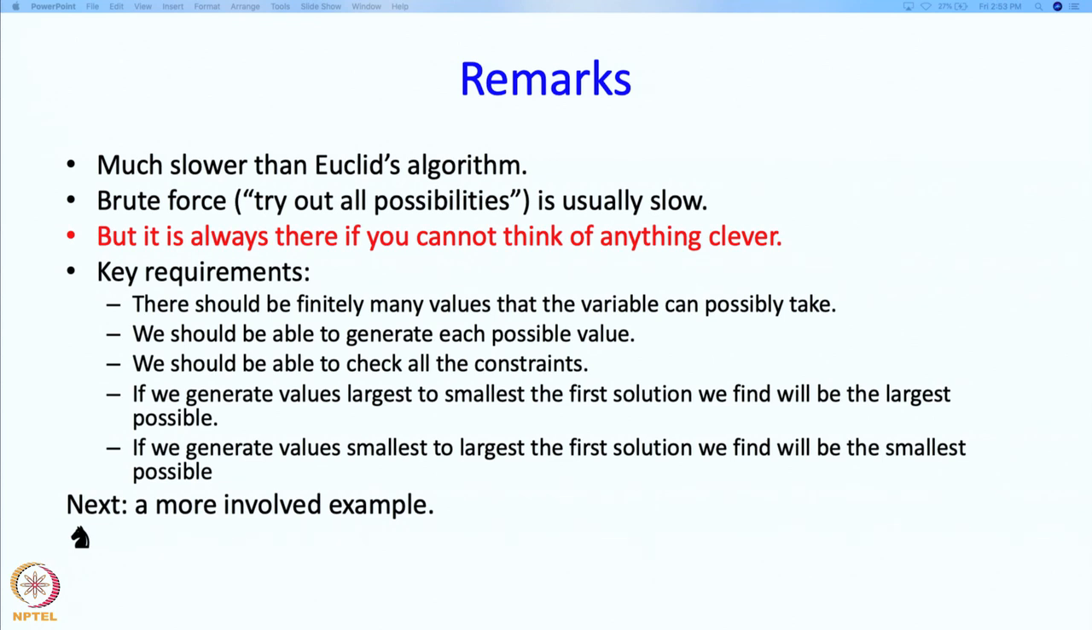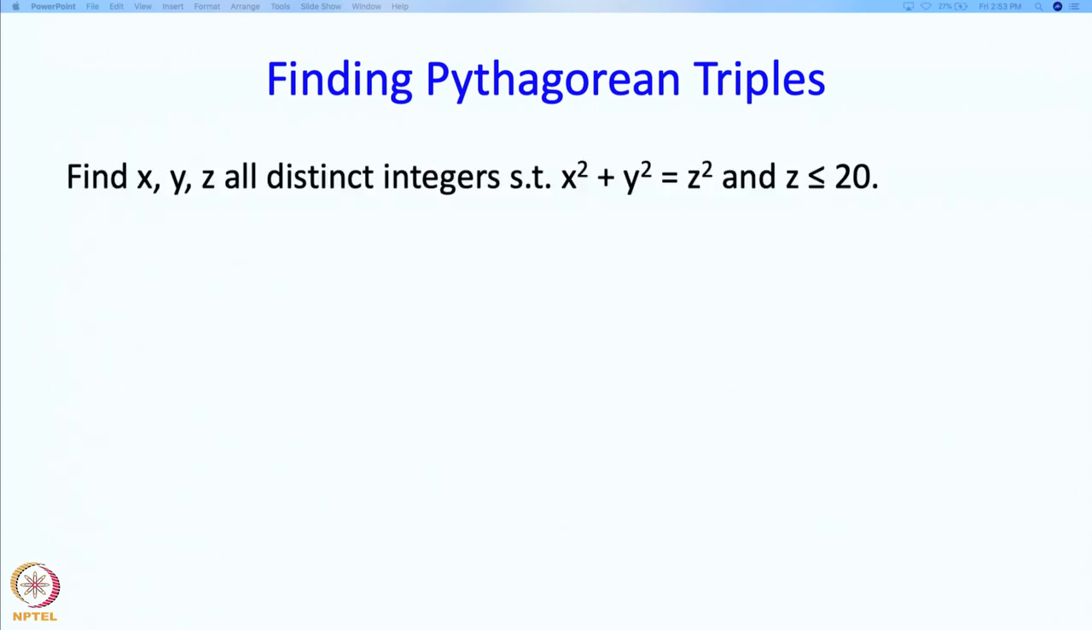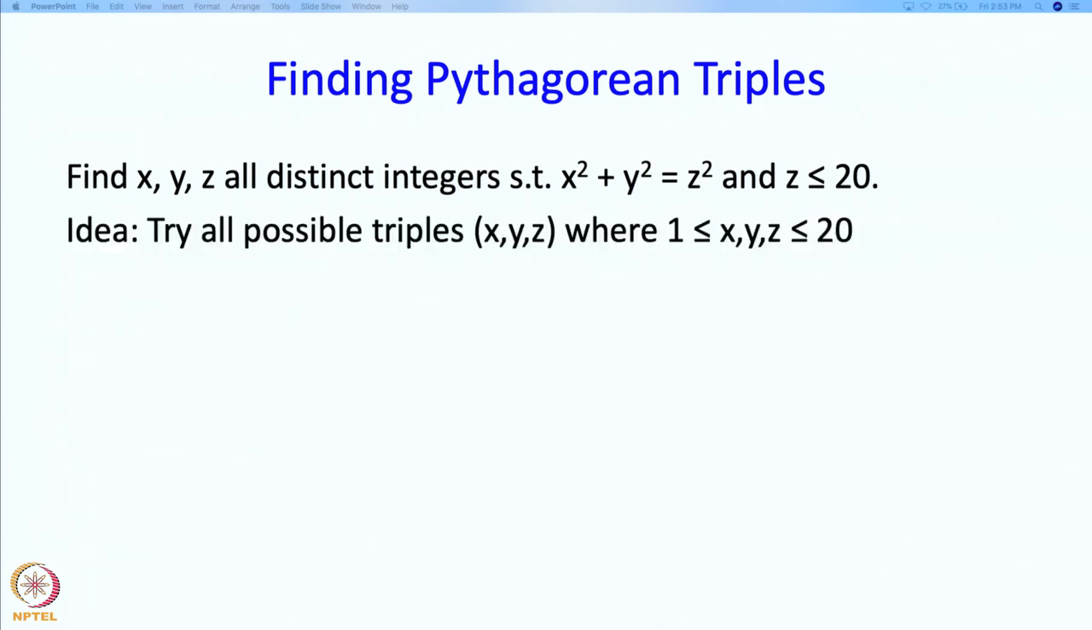Now, we are going to take another example of this, and this example is finding Pythagorean triples. So, the problem as we discussed is find x, y, z such that x squared plus y squared equal to z squared, and z is smaller than 20, and of course, x, y, z are positive integers. The idea we mentioned was to try out all possible triples x, y, z, where x, y, z lie between 1 and 20. So, how do you generate such triples?